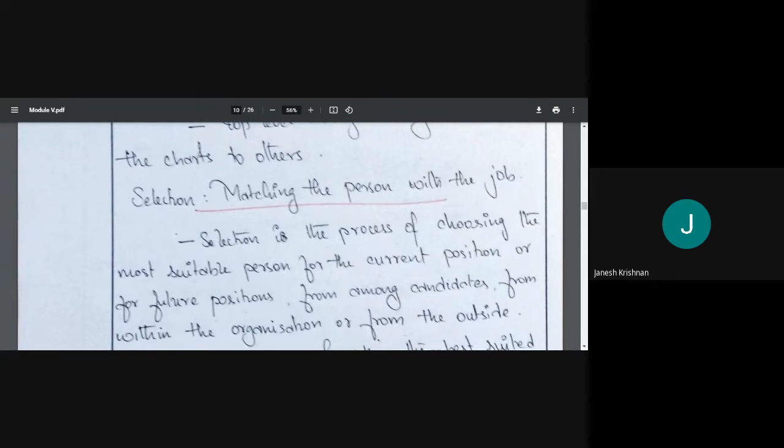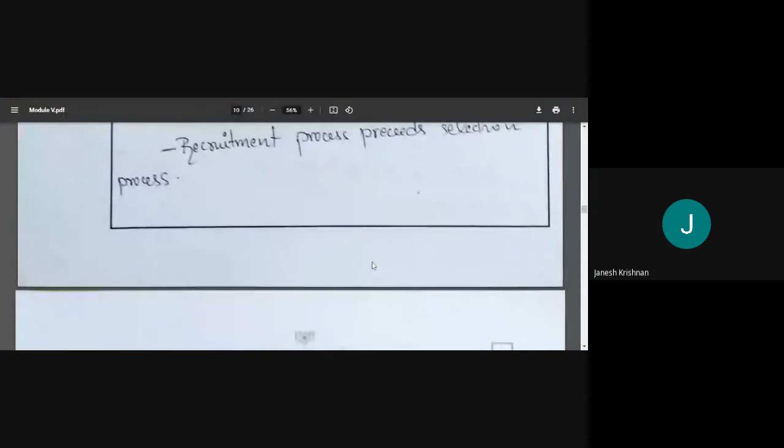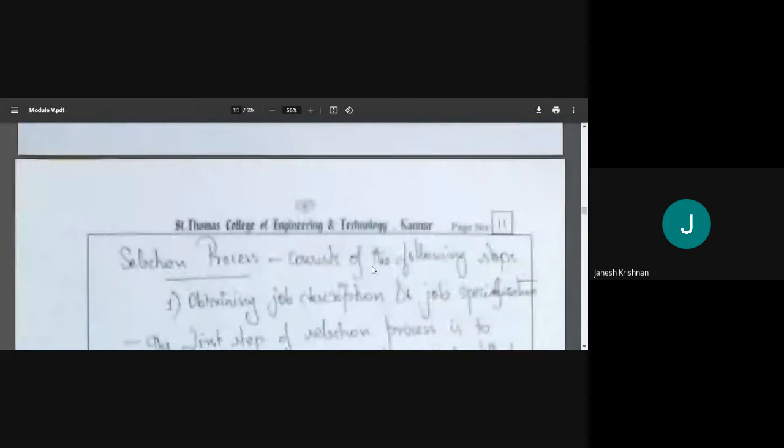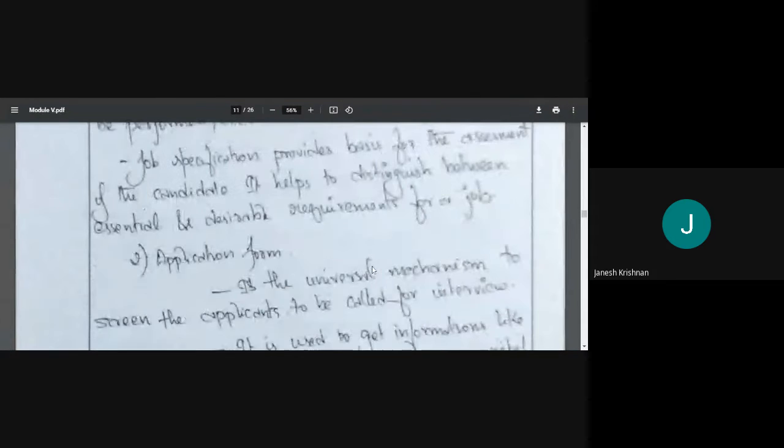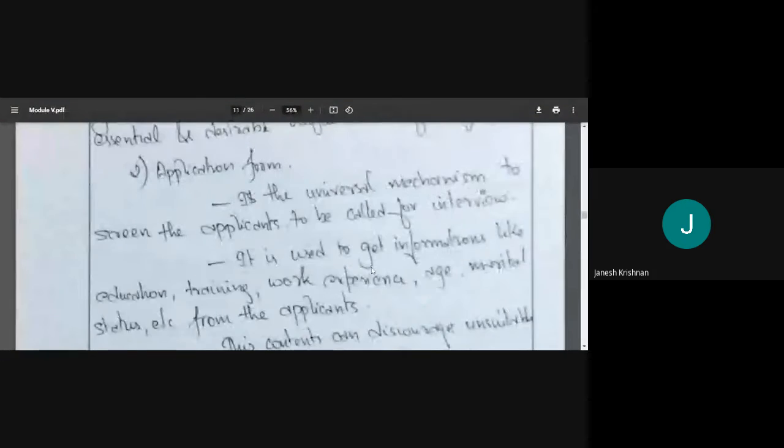So that is selection. So what happens in the selection process? The first thing is we have to obtain the job description and job specification again from job analysis. Then we will give out the application form. So the application form again acts as a screening mechanism. Okay, it helps to weed out unsuitable candidates. Because when they have to fill the form itself, they know they are not apt for the job. They don't meet the requirements, so they can weed themselves out, right?